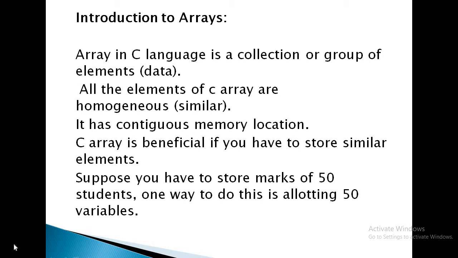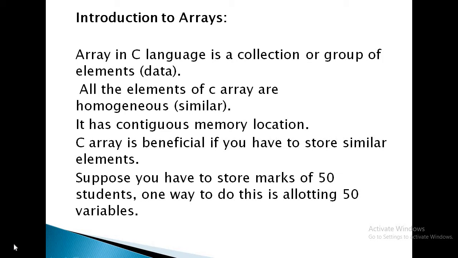So it cannot accept different data types. Whatever type we declare in the program, only the same type of data it can accept. So that's why it is called homogeneous data. It has continuous memory locations.